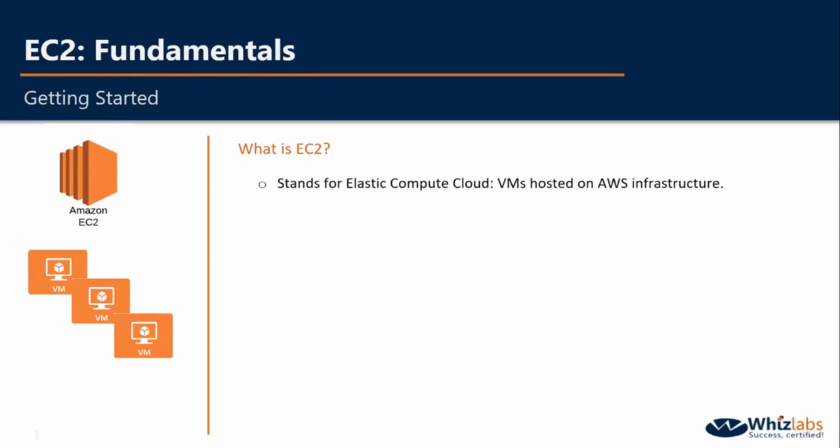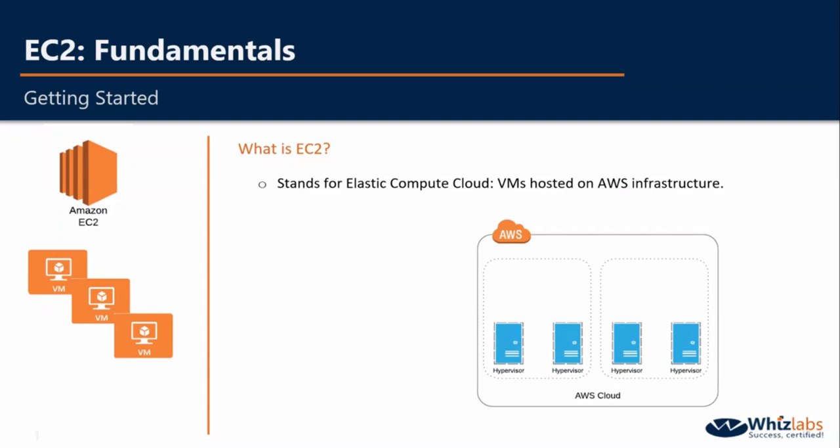EC2 stands for Elastic Compute Cloud. Basically, EC2 instances are nothing but virtual machines that are hosted on AWS infrastructure. In AWS, there are thousands of powerful hypervisor machines hosted in all the regions and availability zones. These hypervisors, which host VMs, are managed by AWS and no users can access these.